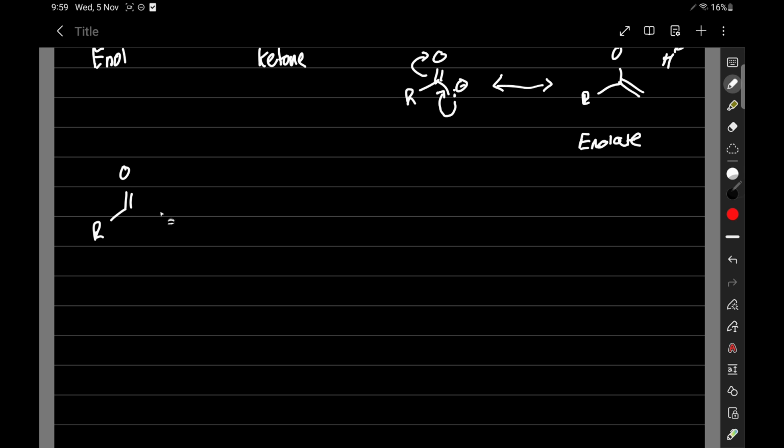So we take our ketone, we treat with base, and we get an enolate. And we usually form the enolate in situ. Now, the enolate reacts at the carbon atom.